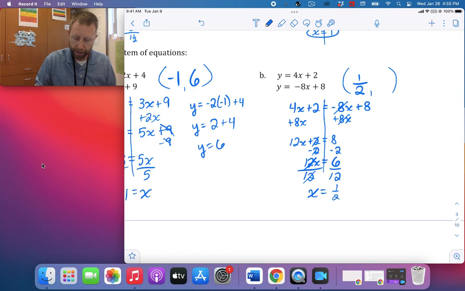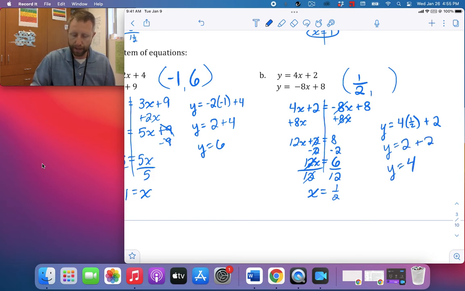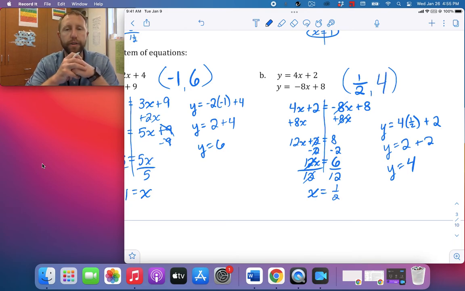I'm going to use the top equation again. But instead of y equals 4x plus 2, I'm going to write out y equals 4 times 1/2 plus 2. Right? We're putting the value for x in that equation to see what we get for y. Well, 4 times 1/2, or in other words, half of 4, is 2. So now it's just 2 plus 2, and that gets us the y value, which is 4. Okay, so that's your answer. Your answer for A is -1, 6. Your answer for B is 1/2, 4.